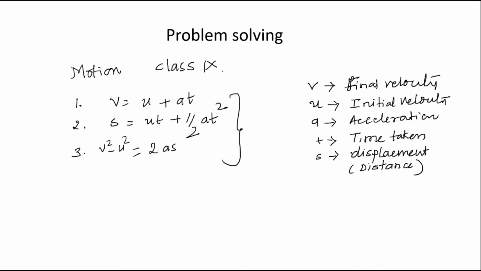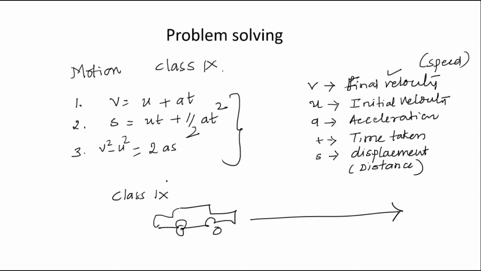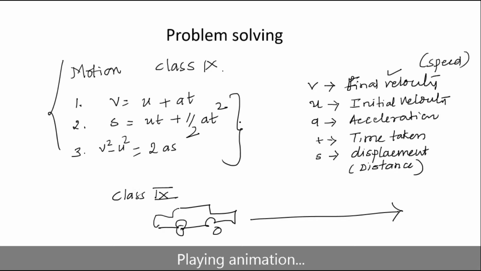Now why should we consider displacement as distance or velocity as speed? Because in class 9th we are dealing with linear motion. And what do you mean by linear motion? The motion of an object which is moving in a straight line, right? We take only this type of situation. In the higher classes you will be dealing with other types of motion also. So once again, we are solving a simple problem based on uniformly accelerated motion.